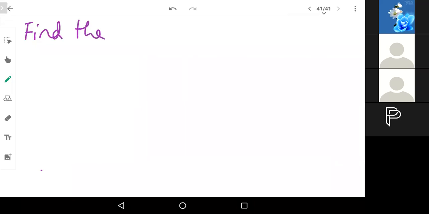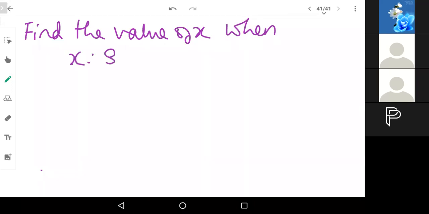Find the value of x when x is to 8 by 9 is equal to 3 by 6 is to 4 by 2. Now, can you say by which rule we should apply here to solve the problem? X is to 8 by 9 is equal to 3 by 6 is to 4 by 2. Which rule or which formula should we use here?